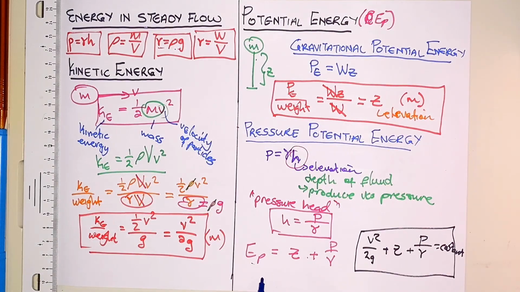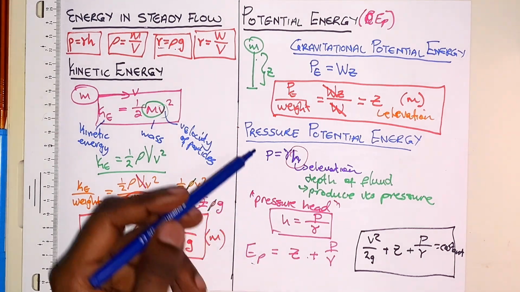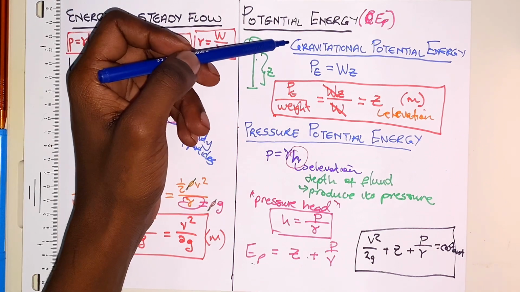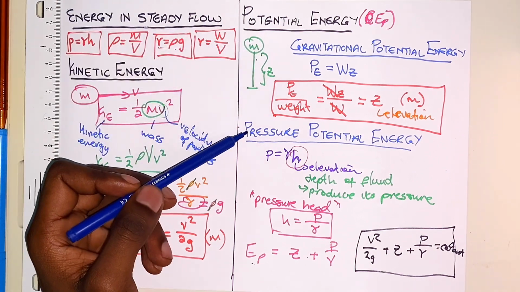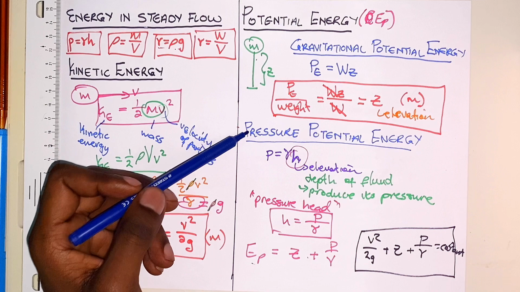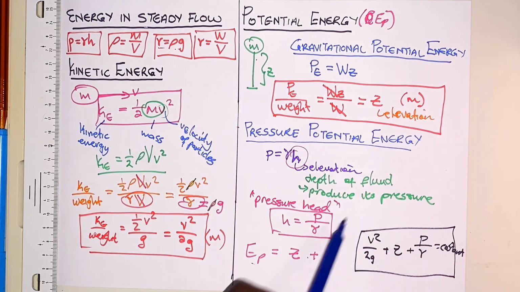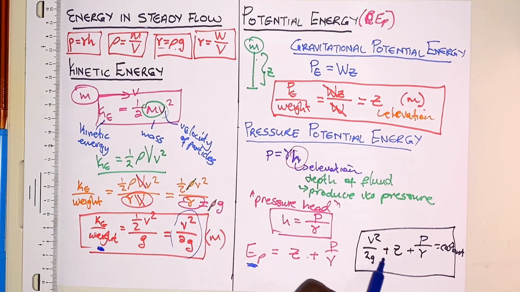Now, the total potential energy of a fluid element can be expressed as the sum of these two components: gravitational potential energy and pressure potential energy. If you take the entire energy in steady flow of a fluid element by combining the potential energy and the kinetic energy, you will have the kinetic energy plus the gravitational potential energy plus the pressure head. Now, this is constant for incompressible flow.